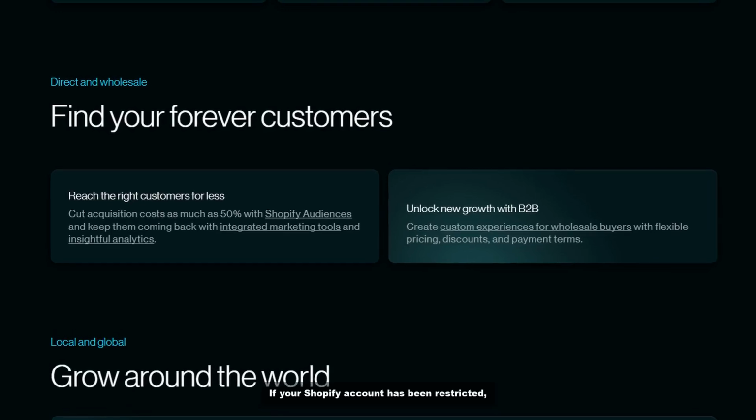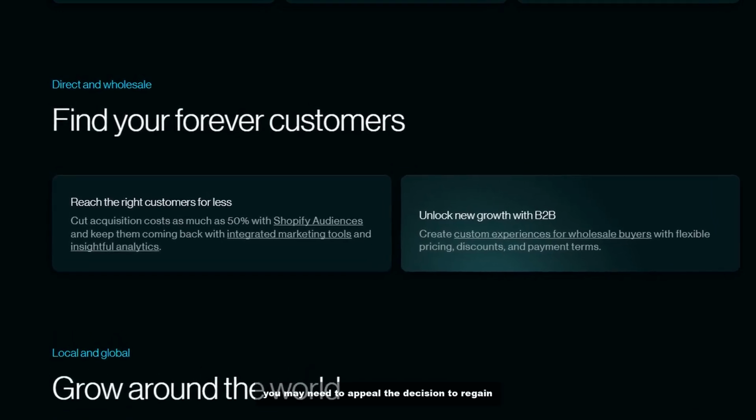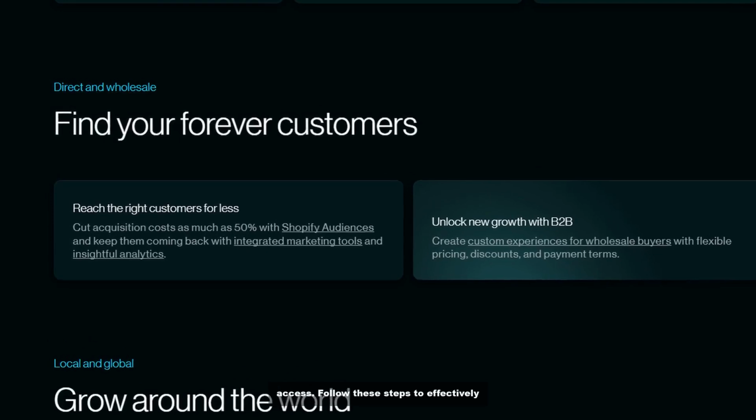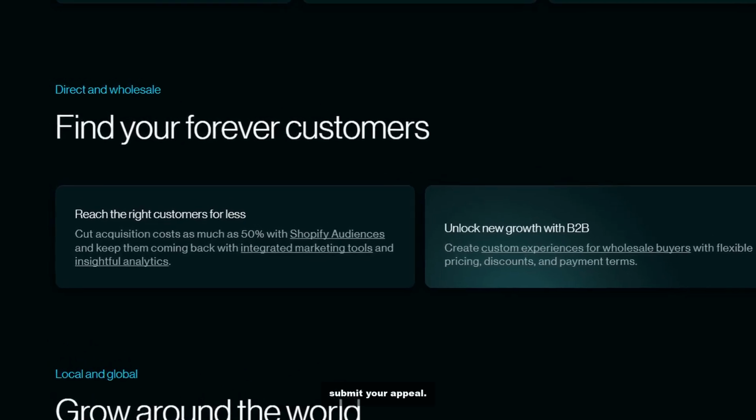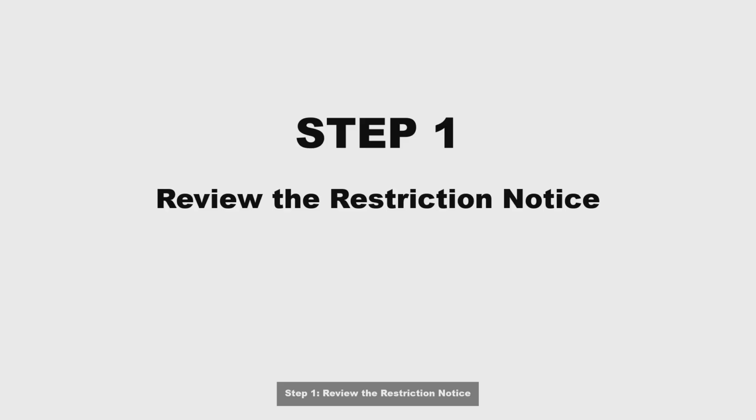If your Shopify account has been restricted, you may need to appeal the decision to regain access. Follow these steps to effectively submit your appeal. Step 1. Review the restriction notice.